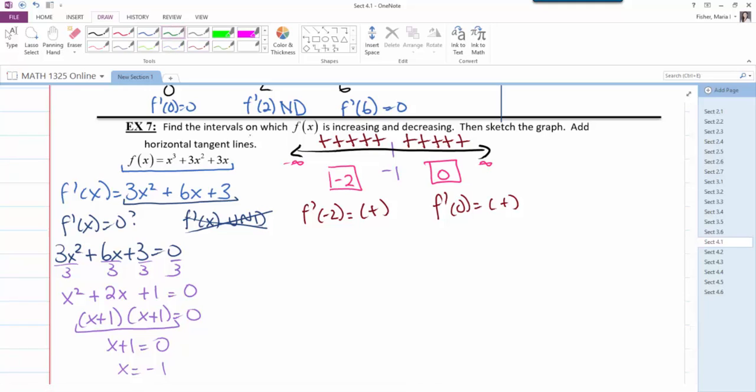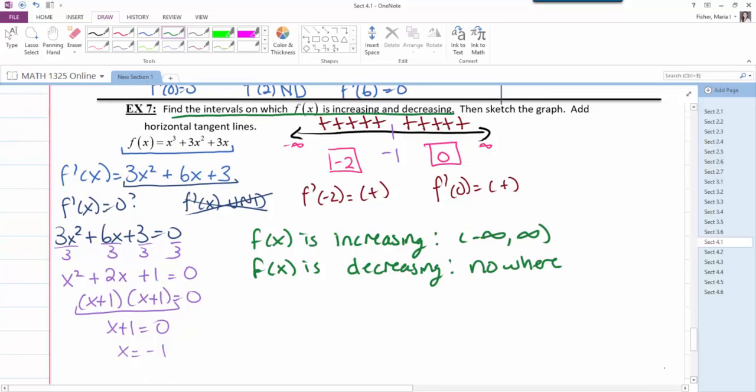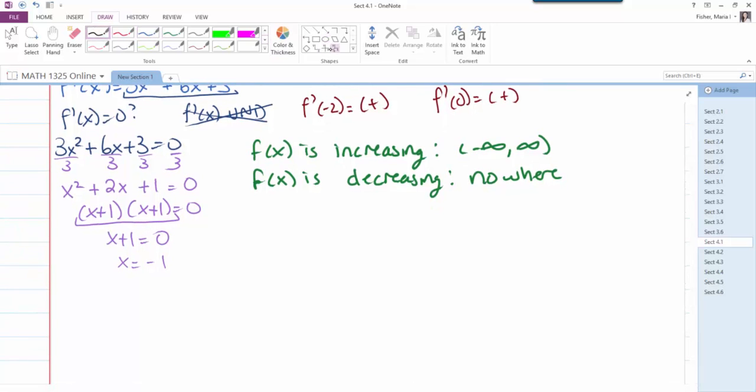So to answer the intervals for which the function is increasing and decreasing, f of x is increasing on the interval negative infinity to positive infinity because it's increasing everywhere, and f of x is decreasing nowhere. Then it's asking us to sketch the graph of f of x and draw in our horizontal tangents. Well, notice this does not have a max or a min because we're going from increasing to increasing some more. So I'm not going to have a maximum or a minimum, but let's go ahead and graph this.